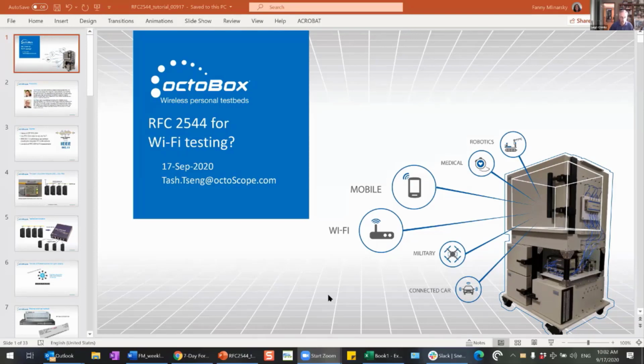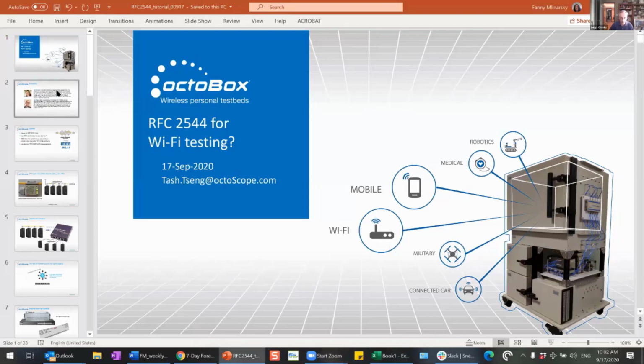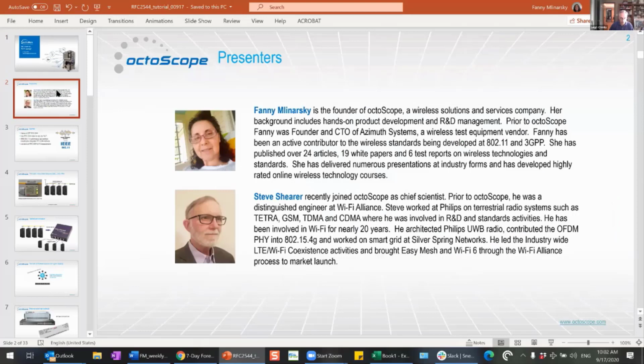So today, we're going to describe other similar tests, starting with the IETF's RFC 2544, and we're going to expand the story from there. So we're honored, actually, to have as our first speaker today, Fanny Lenarski, who's the founder and CEO of Octoscope. Fanny has a long history in the wireless test field, and she actually has direct experience in defining some of the test suites that we're going to discuss today.